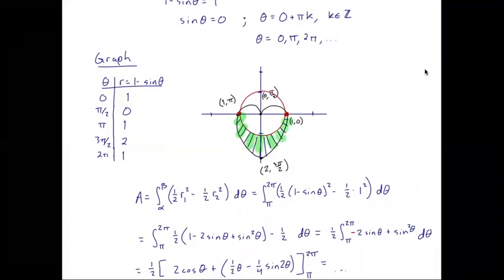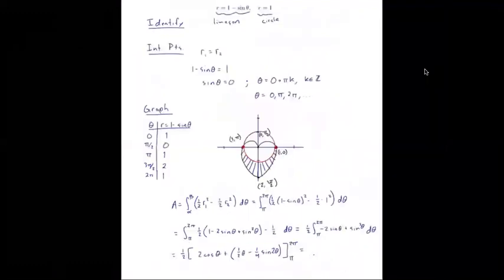Inside the limacon, but outside the circle, right? We're not worried about any of this area because it's not outside the circle. It's not outside the second curve. So anyway, whatever this is equal to, I'll leave that up to the reader. It's just applying the limits of integration to that function. We should see some positive area come out of that.